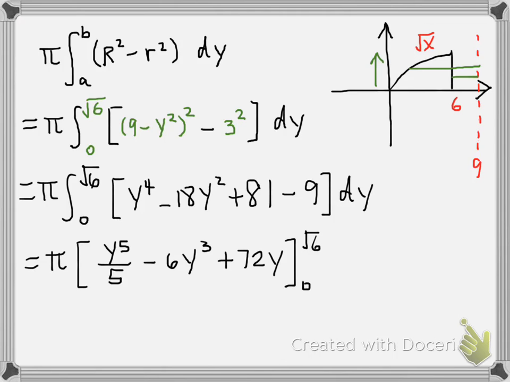And now use a calculator. You should get the answer: 216 over 5 times square root of 6 pi.